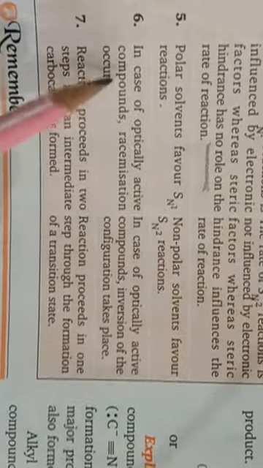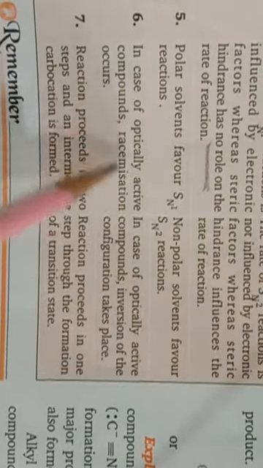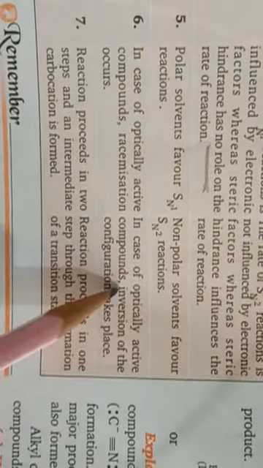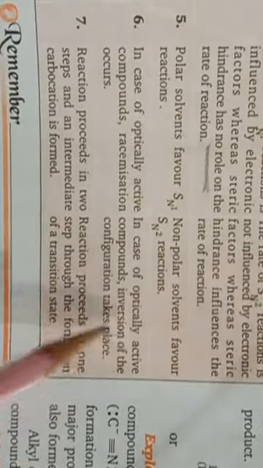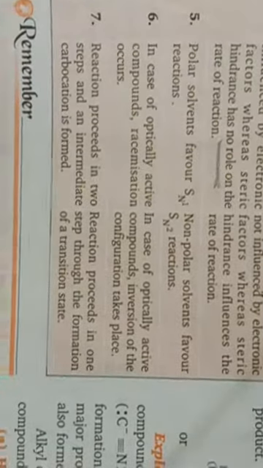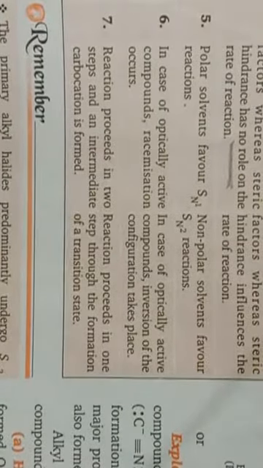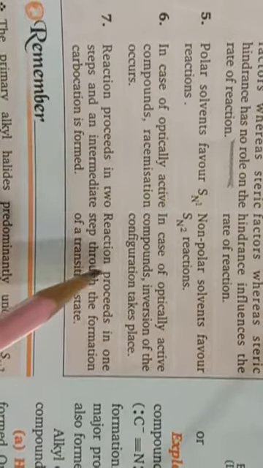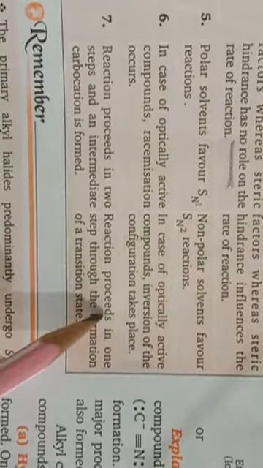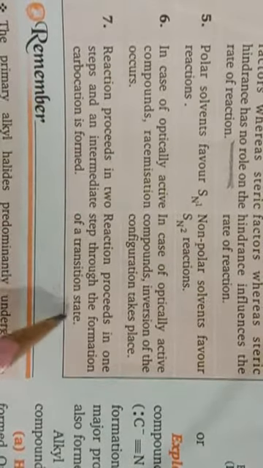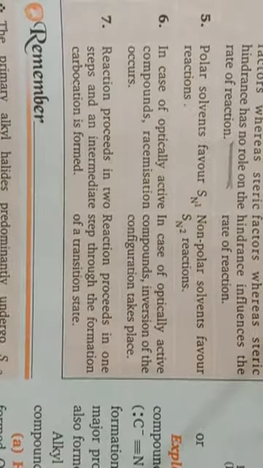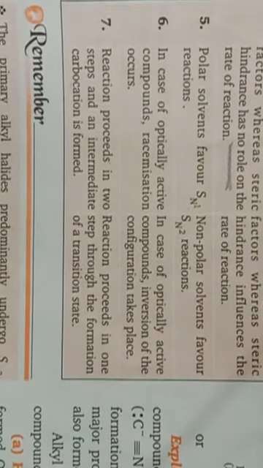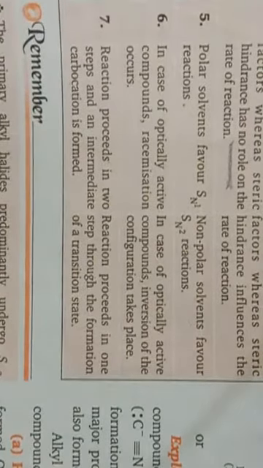Then sixth point, in case of optically active compounds, racemization occurs in SN1 mechanism, and in SN2 mechanism inversion occurs. Then last point, the reaction proceeds in two steps in SN1 mechanism, and the intermediate is a carbocation. And here in SN2, the mechanism is a one-step mechanism, and here a transition state is formed, which is highly energetic, and that is why a very less stable state, the transition state.